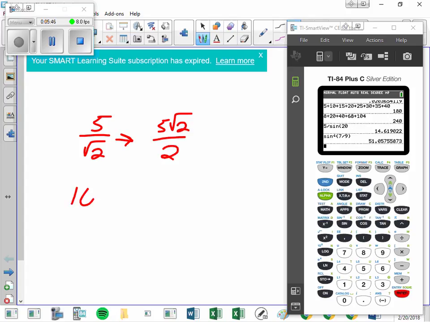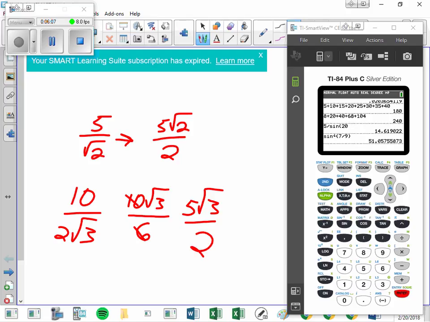Okay, what if I had 10 over 2 root 3? What would I do there? It would be 10 root 3 over 6. And then those actually cancel, and I get 5 root 3 over 2. So you only have to change the irrational portion. Brance, you confused? Oh, sorry, I canceled it wrong. No wonder you're confused. So you're not confused, I'm confused.